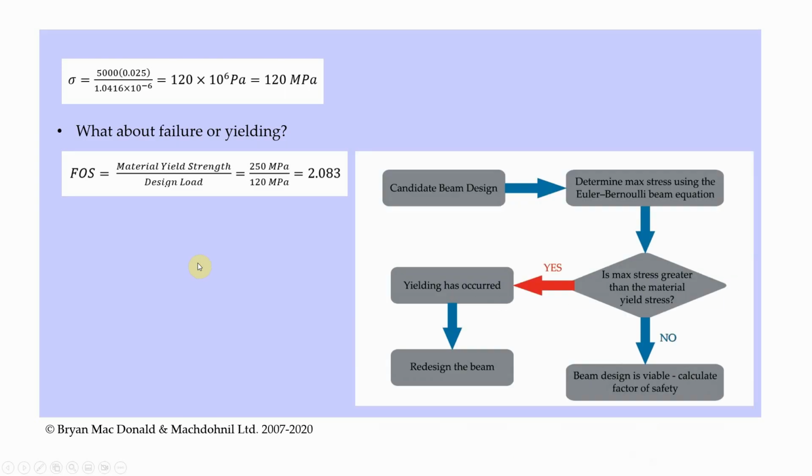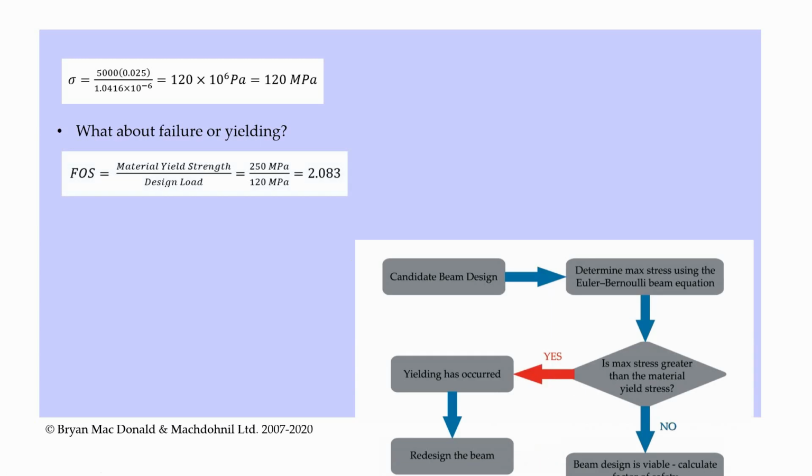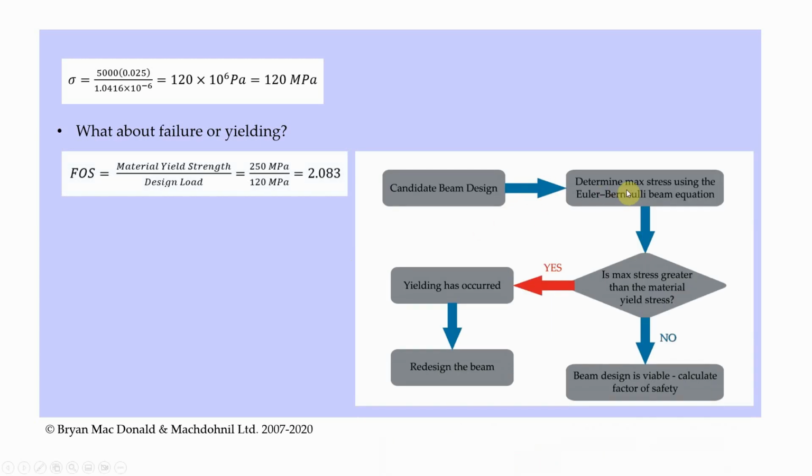So let's just take a look at what we did in terms of a flow chart and look at the process that we went through there. So we had a candidate beam design, which was essentially the problem shown on the previous page. So again, maybe just to look back there, here's our candidate beam design. We said, well, we have a beam with these dimensions made out of steel with a 5 kilonewton load on there. So that's our candidate beam design. We did an analysis on that, and we determined the maximum stress using the Euler-Bernoulli beam bending equation.